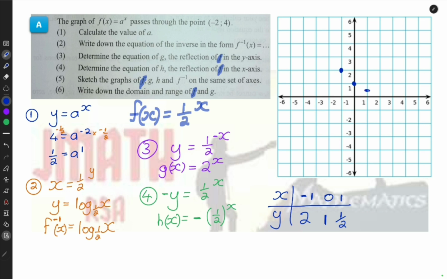My asymptote is the x-axis. Your sketch doesn't need to be perfect. As long as it goes through the coordinates and your asymptote is correct, you will get your marks. I can just label it f. Okay, so now I'm going to sketch all the others.